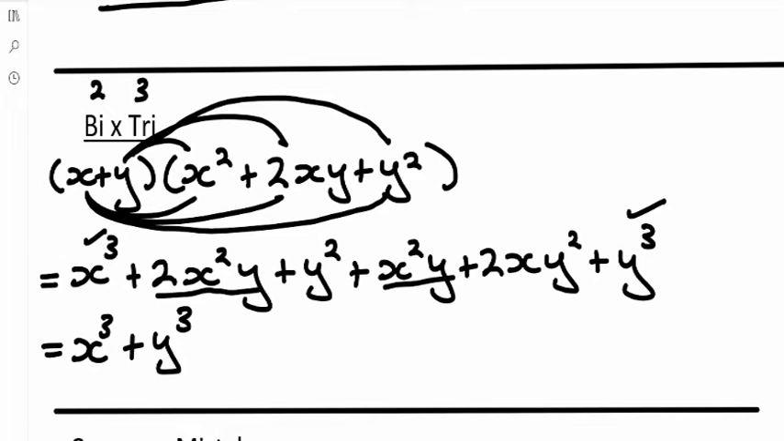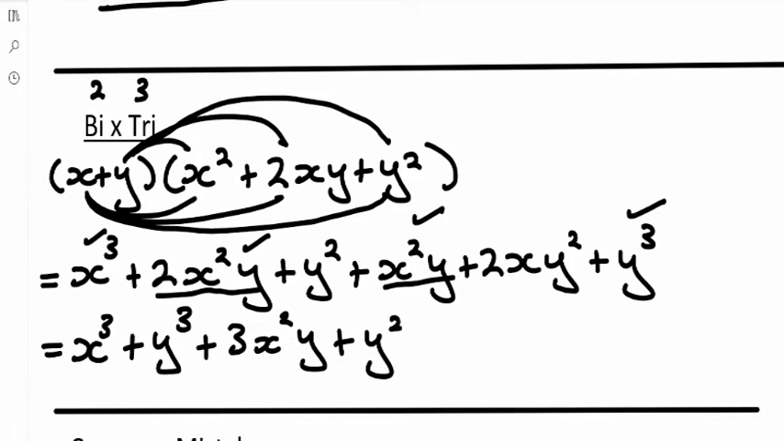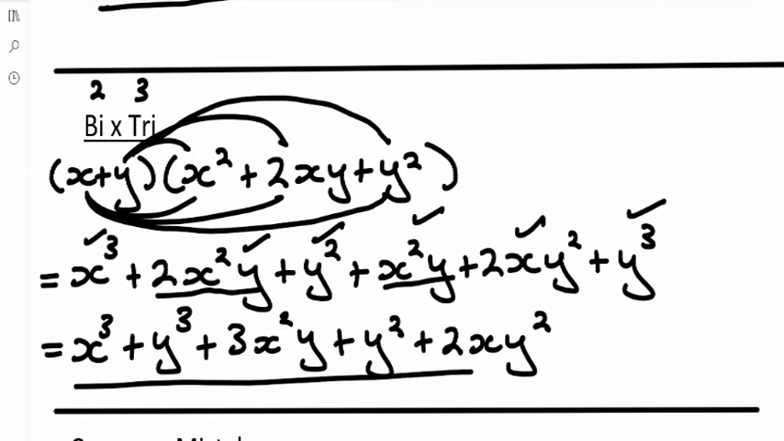Let's solve this. So 2x squared y and x squared y, this is like adding apples. If you have two of these and you have one of these, that means that you have three of these. So that takes care of that and that. Plus y squared plus 2xy squared. Remember, x squared y and xy squared are not the same term, so please don't confuse that. It's very easy to confuse.